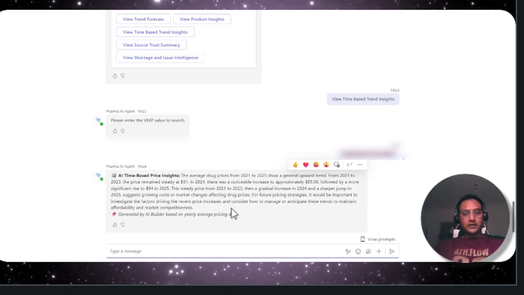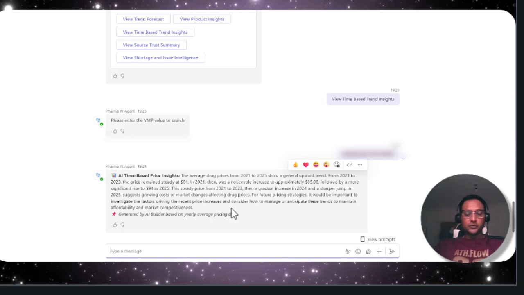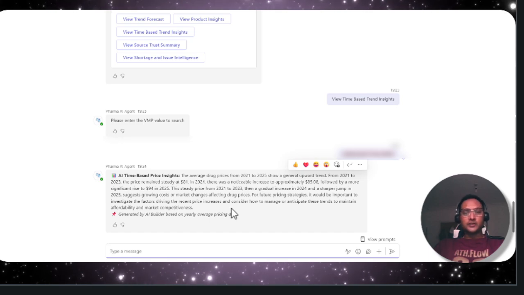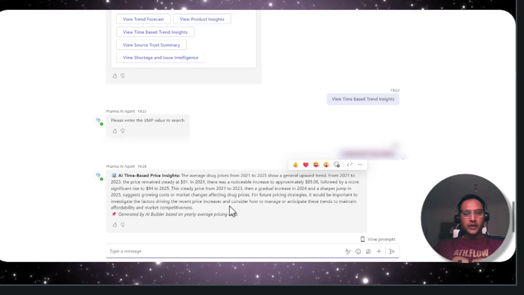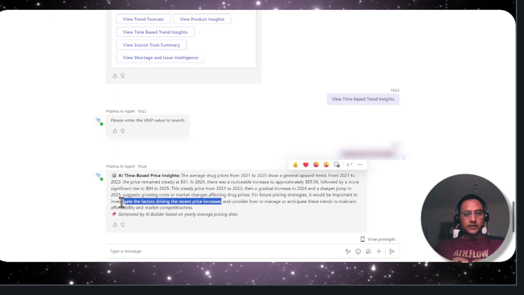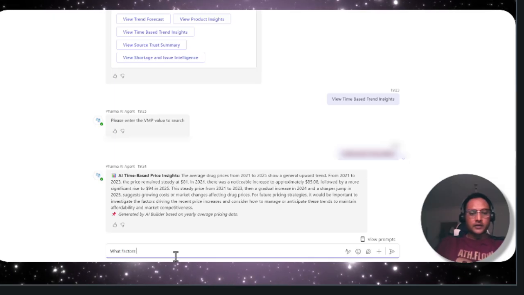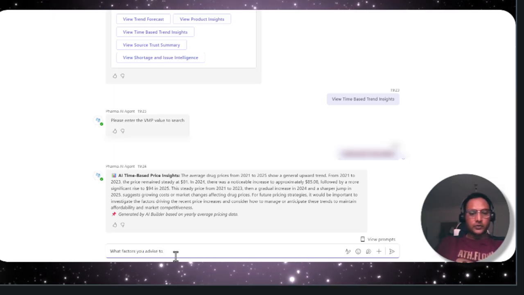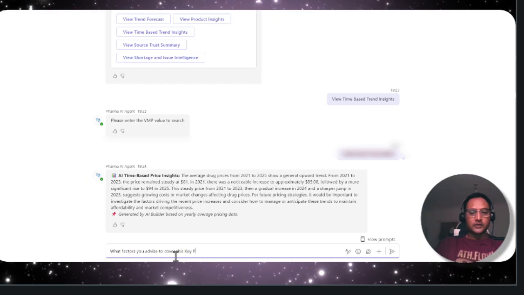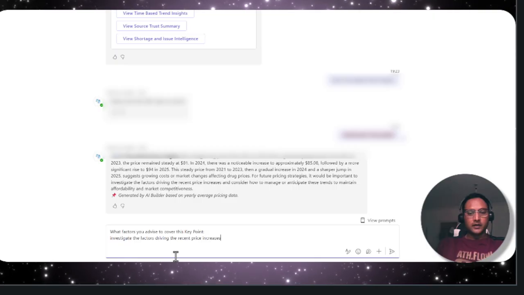So you can further ask AI to provide more details on this, how to set it, and what factors to be considered. Maybe I can just make the factors. So I'll just copy this. What factors you advise to cover this key point. So I'll just ask AI. Let me just check it out.